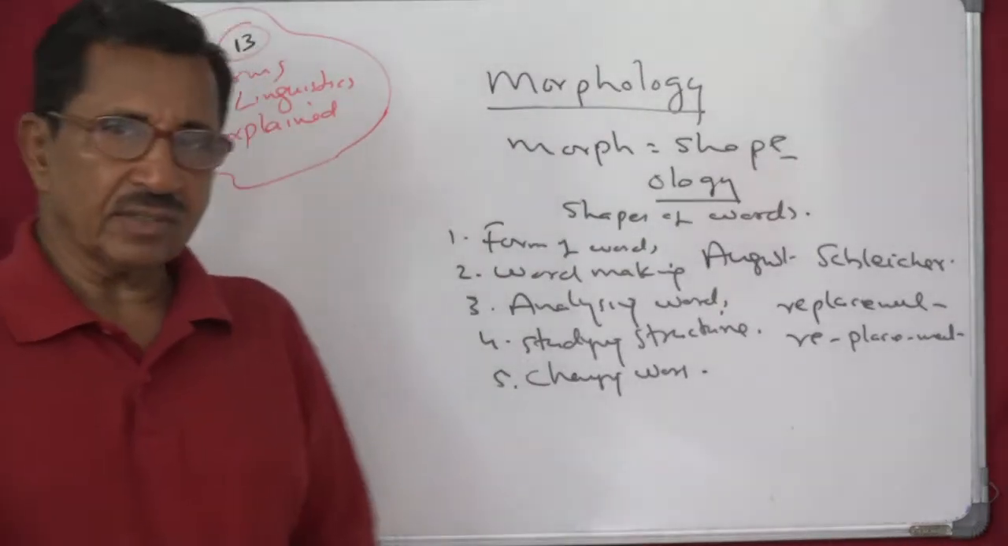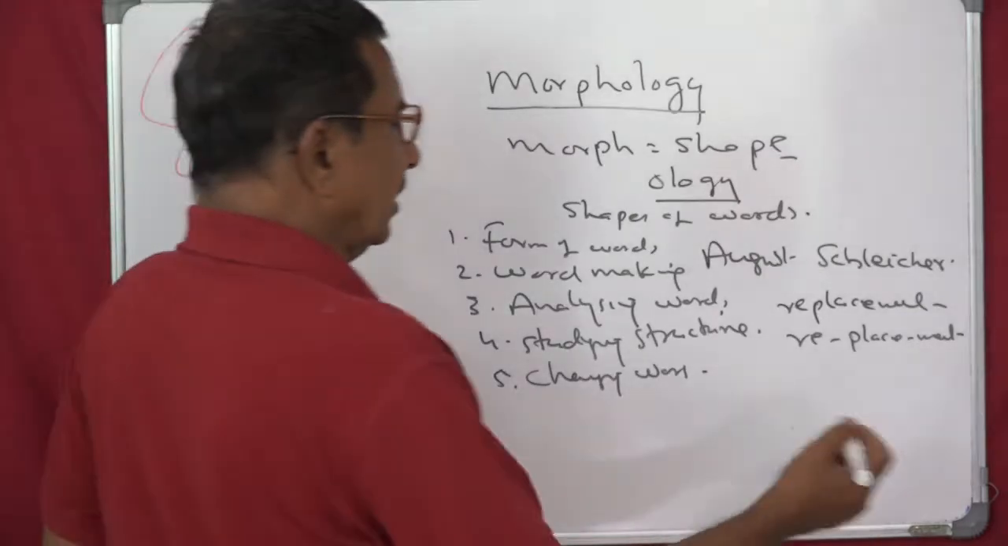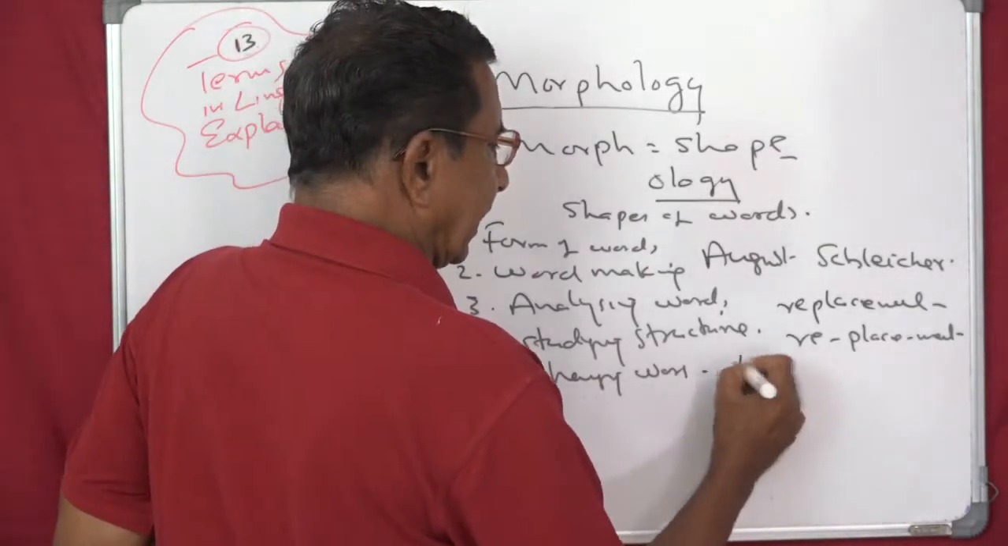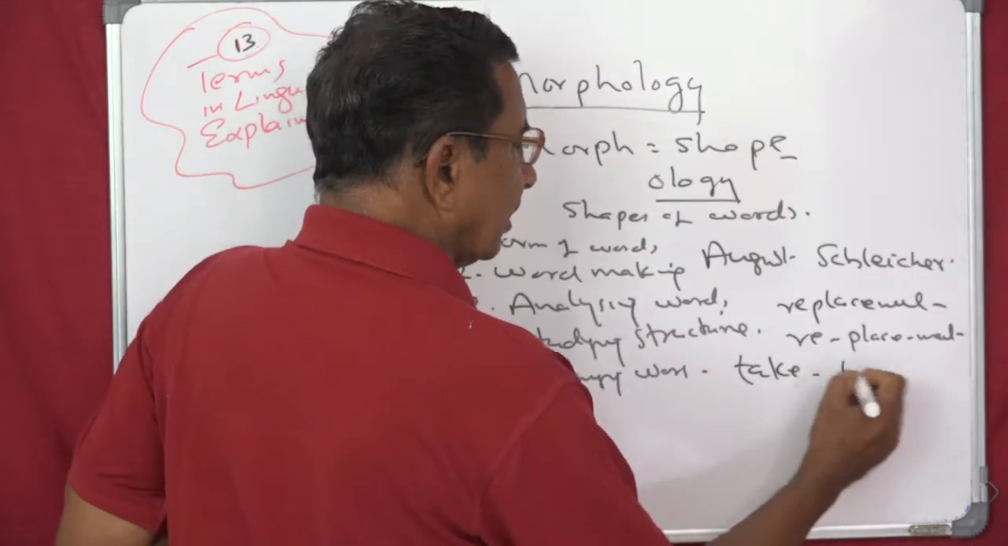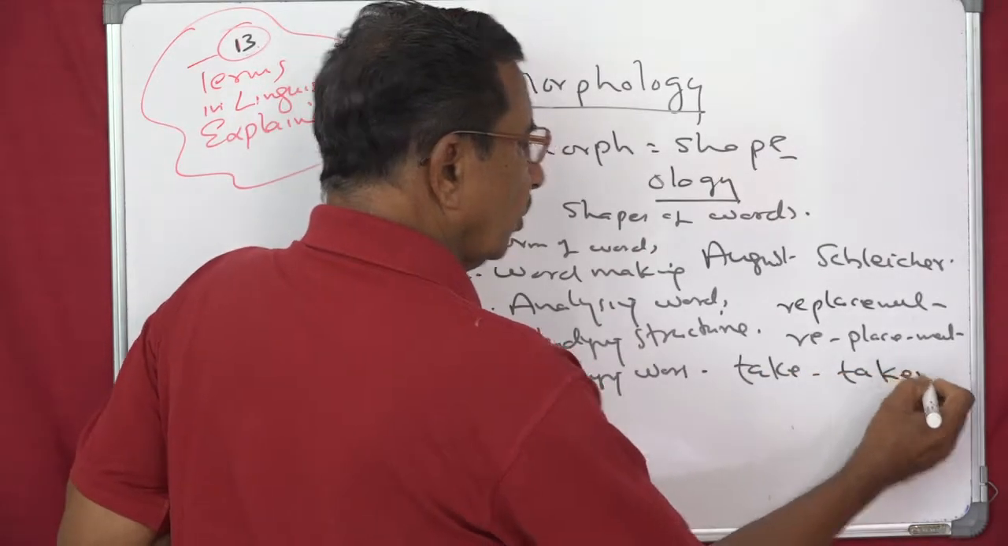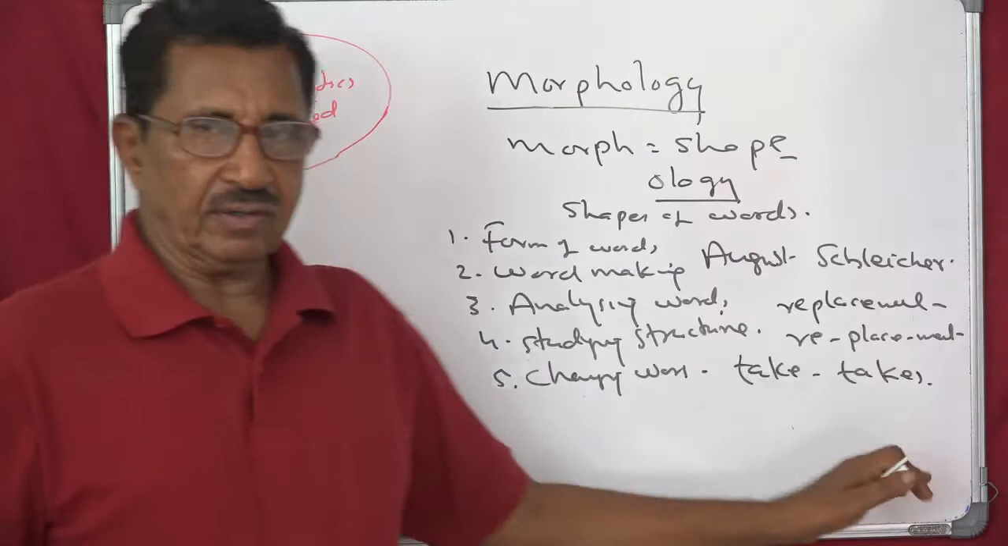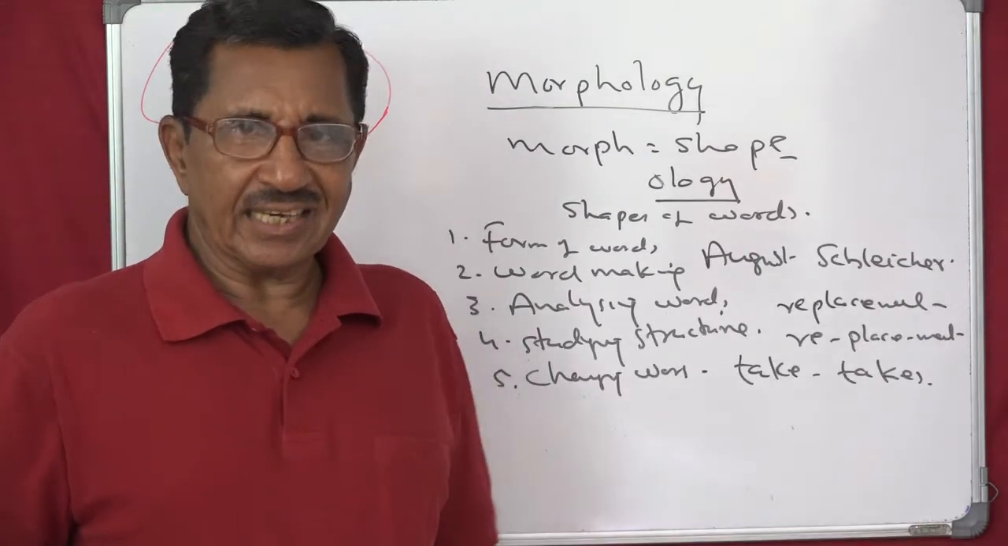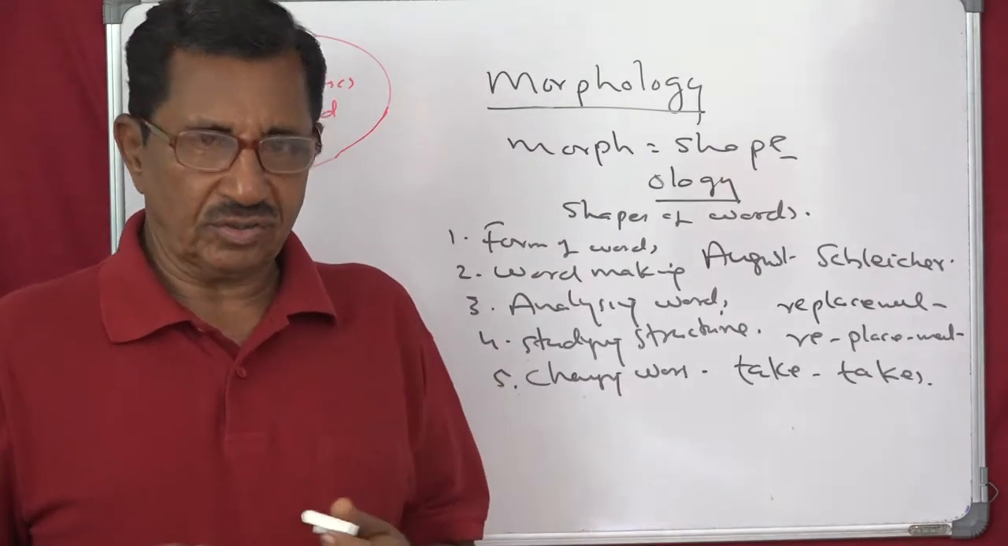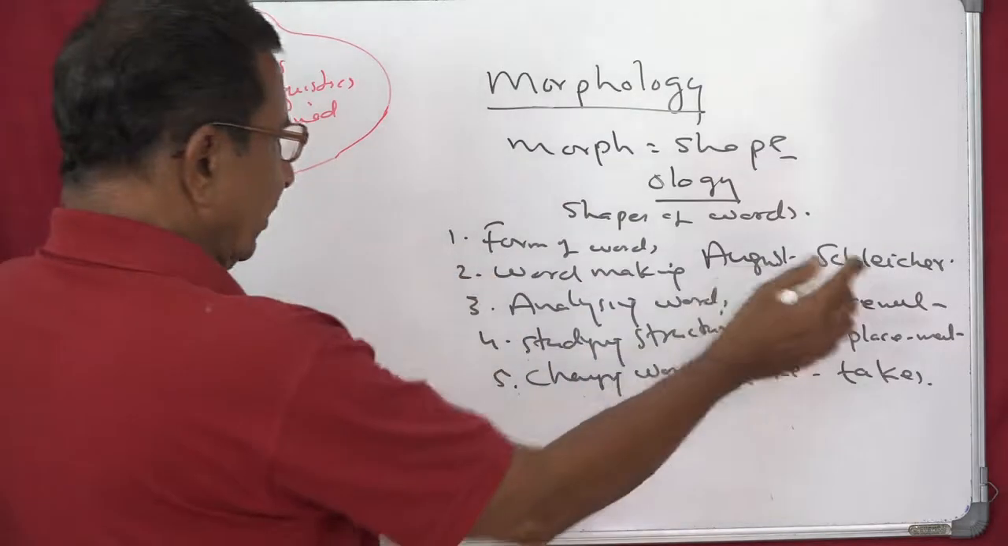And changing words. This happens especially. So we say take. Third person singular is takes. So you change the ending to change the word. Here we are changing the ending. Take, takes. Talked. So forms of words we saw.